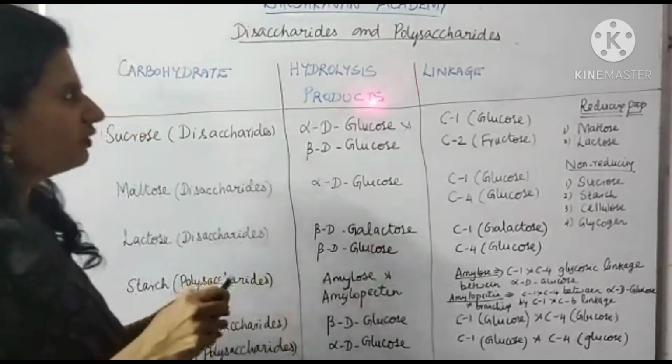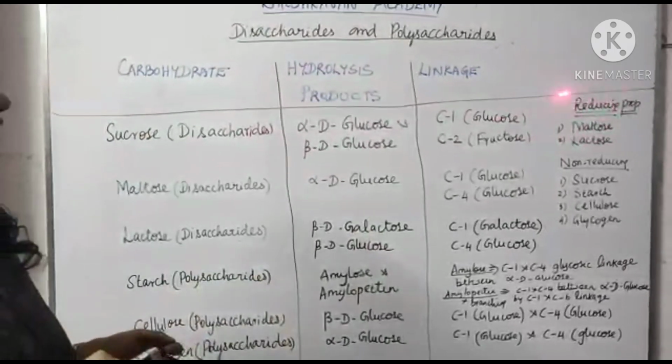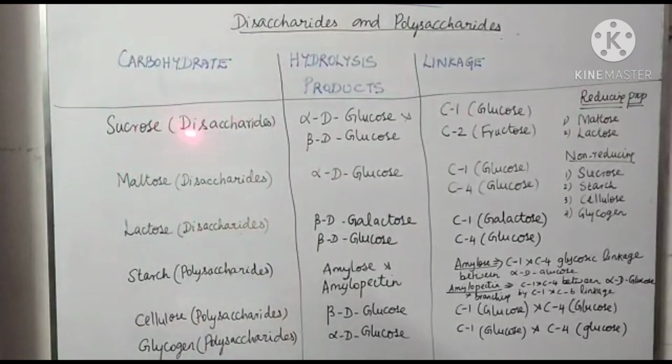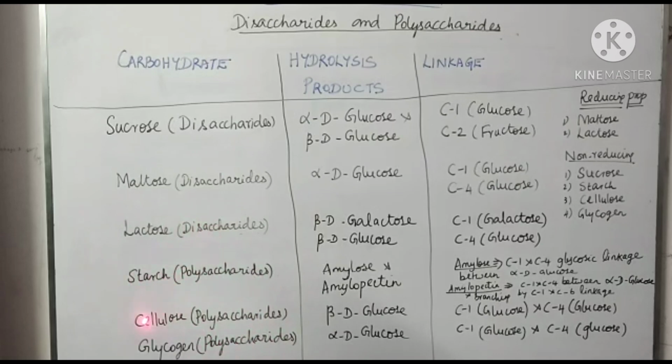Shall we see the disaccharides and polysaccharides today? What are the disaccharides? These are all carbohydrates. Disaccharides are sucrose, maltose, and lactose. And we have polysaccharides: starch, cellulose and glycogen.